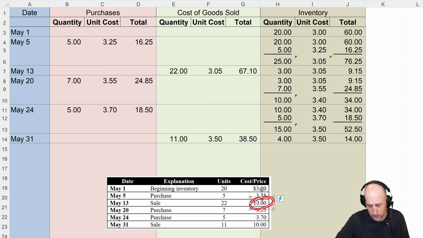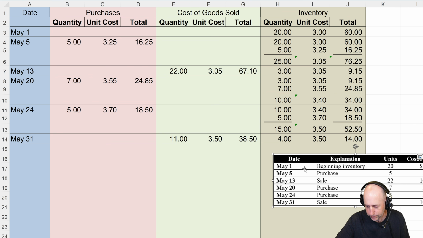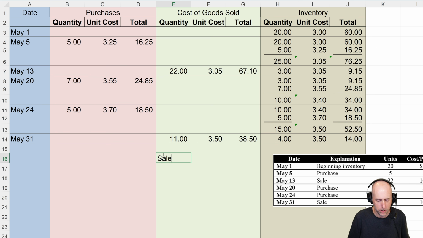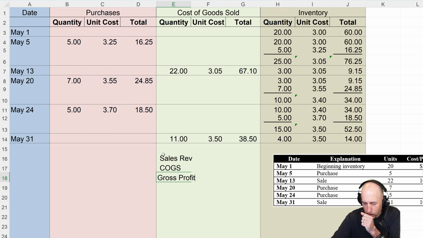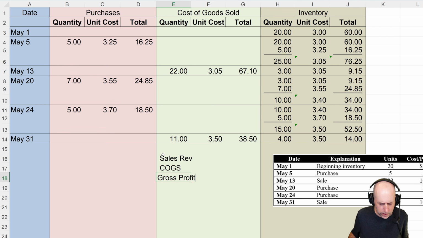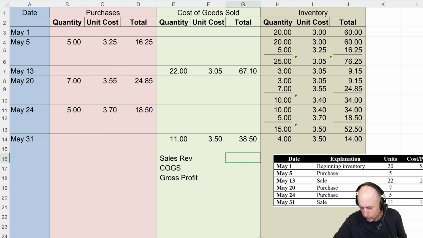Let me move this over to the side. And we're going to calculate sales revenue, cost of goods sold, and gross profit. I got a little cough coming. There we go. Okay, so sales, COGS, and gross profit.